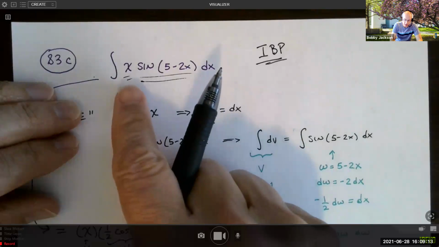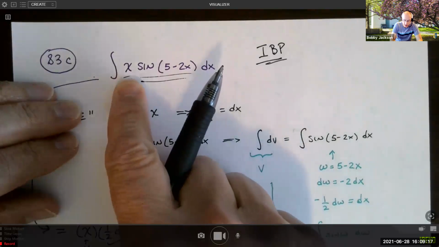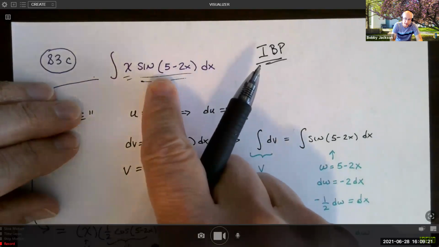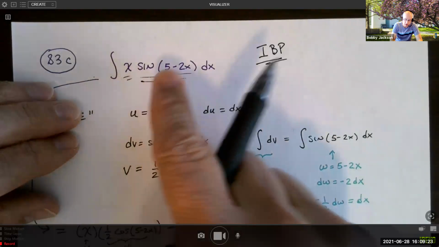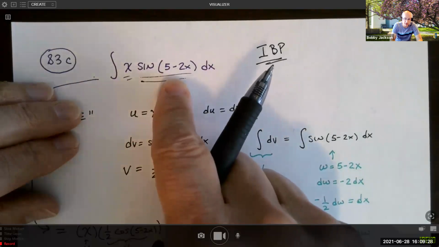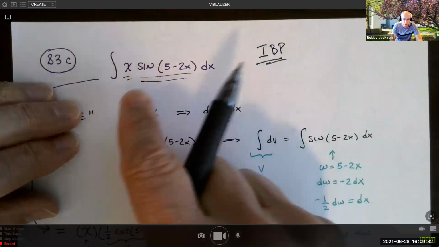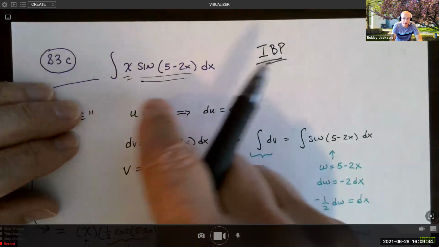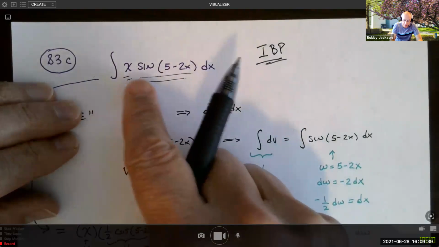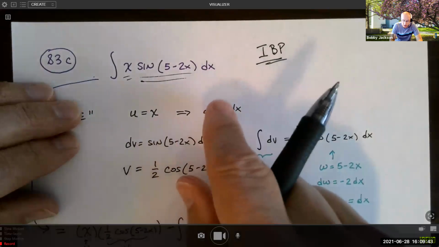Keep in mind, you just can't take the antiderivative of x, which is 1/2 x squared, and multiply it by the antiderivative of sine of 5 minus 2x. So you just can't do that. That's incorrect. If you remember the product rule from derivatives, the derivative of a product of two functions is not the product of the derivatives. Well, same with the integral of a product of two functions. It is not the product of the individual integrals. So how do you proceed?